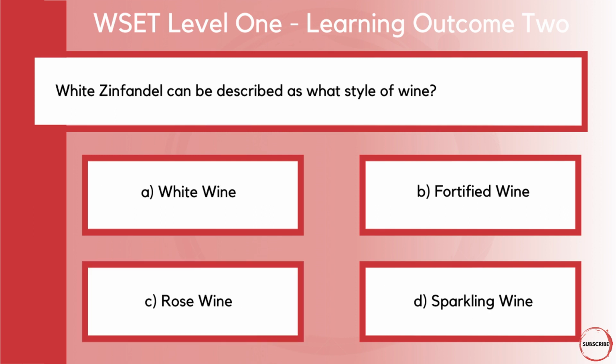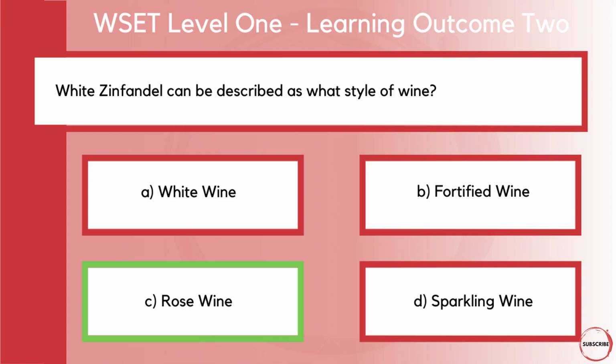Next up, white Zinfandel can be described as what style of wine? Is it a white wine, a fortified wine, a rosé wine, or a sparkling wine? Again, you may not go into the specifics about Zinfandel as a grape and where it's grown. It's more about understanding what a bottle of Zinfandel is going to produce in terms of characteristics, the style, the aromas, the flavours. This particular question is all about the style of wine. So white Zinfandel is a rosé wine. That's learning outcome number 2 covered.